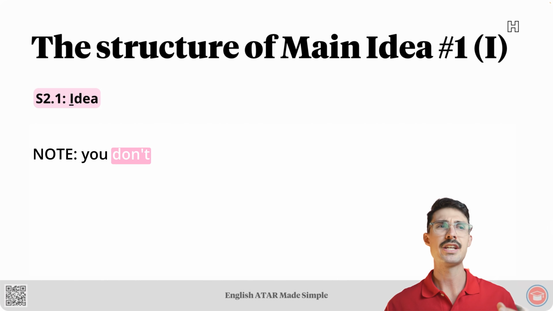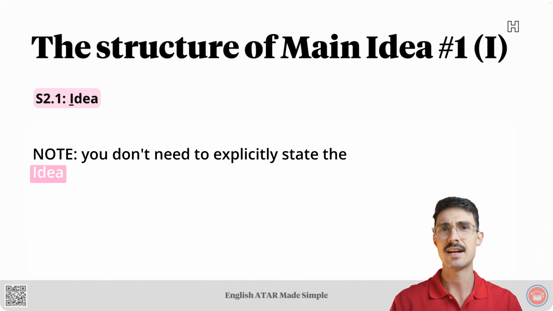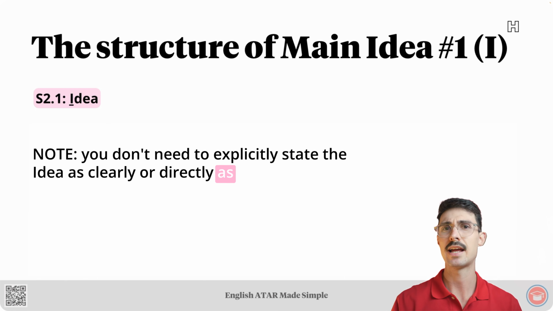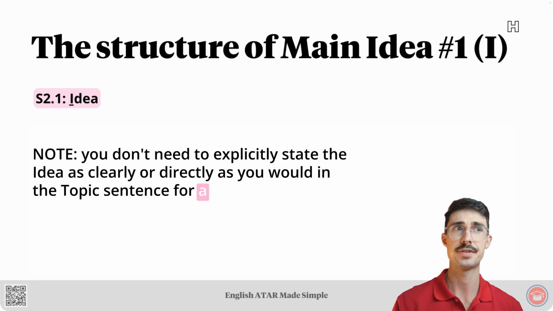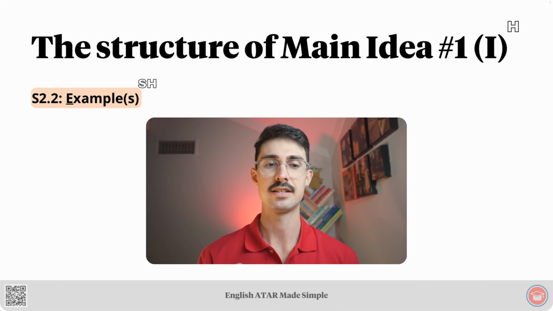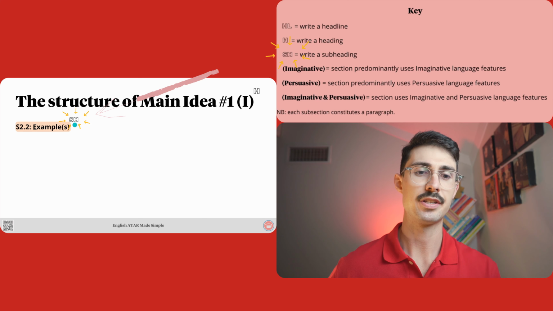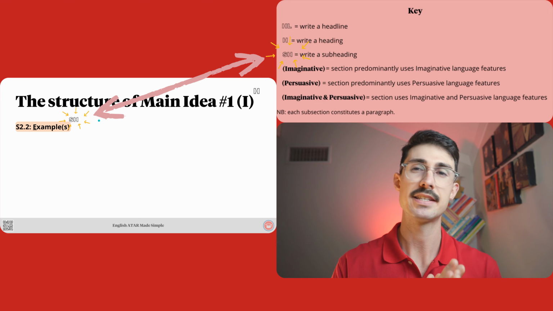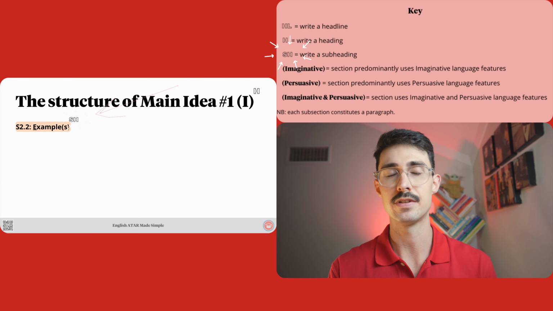Note that you don't need to explicitly state the idea as clearly or directly as you would in the topic sentence for a persuasive speech. Subsection 2.2 is the example/examples subsection. Note the letters SH, which means you would put a subheading before the body of the text for this subsection.